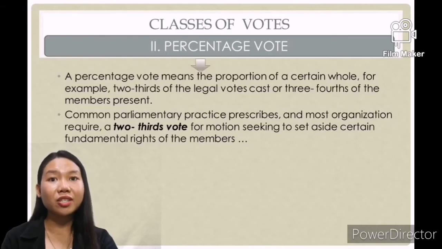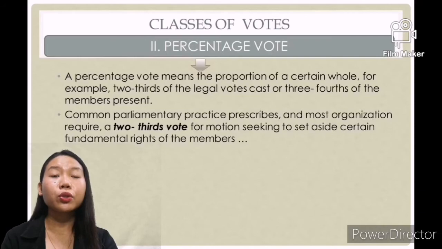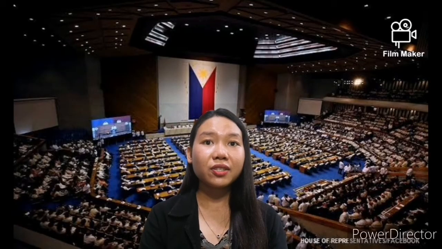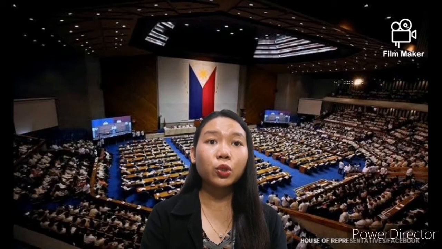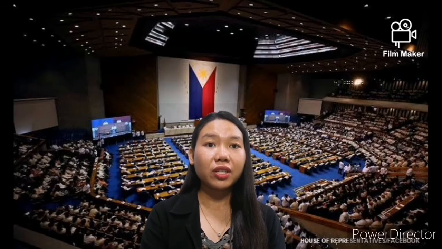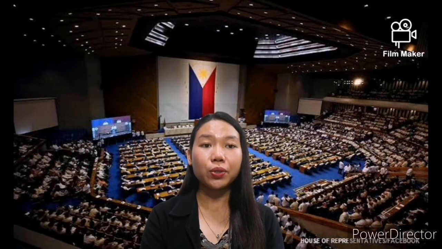The proportion of votes necessary depends entirely on the organization's will and regulations. It may be 1/3 or 1/4 or up to 2/3 or 3/4. The example of this is the Senate. The Senate needs 2/3 votes seeking to set aside certain fundamental rights of members, such as the suspension of rules and the amendment of the Constitution.